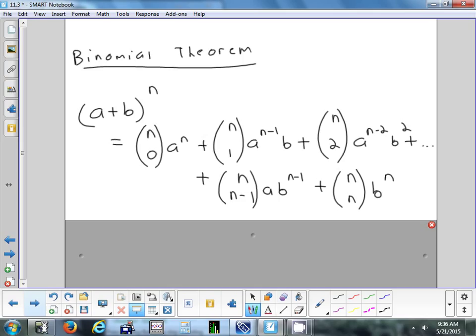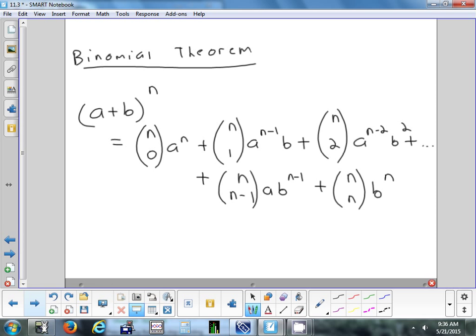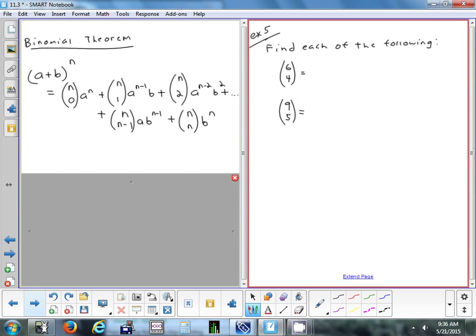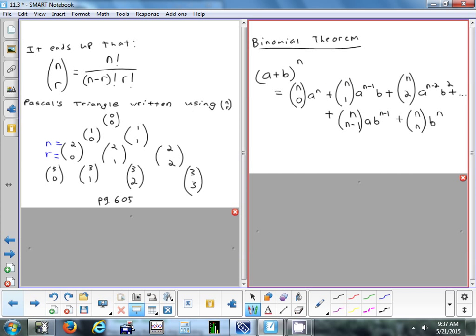So I think that notation looks kind of confusing, but it's actually not that hard to just do an example. Okay, let's just try to find a couple binomial coefficients. The first one is 6 choose 4. Let's just make sure we know what n and r come out to. Lisan, what's n in this case? 6, and r? 4. Now just fill into this formula: n factorial, divided by n minus r factorial, times r factorial.